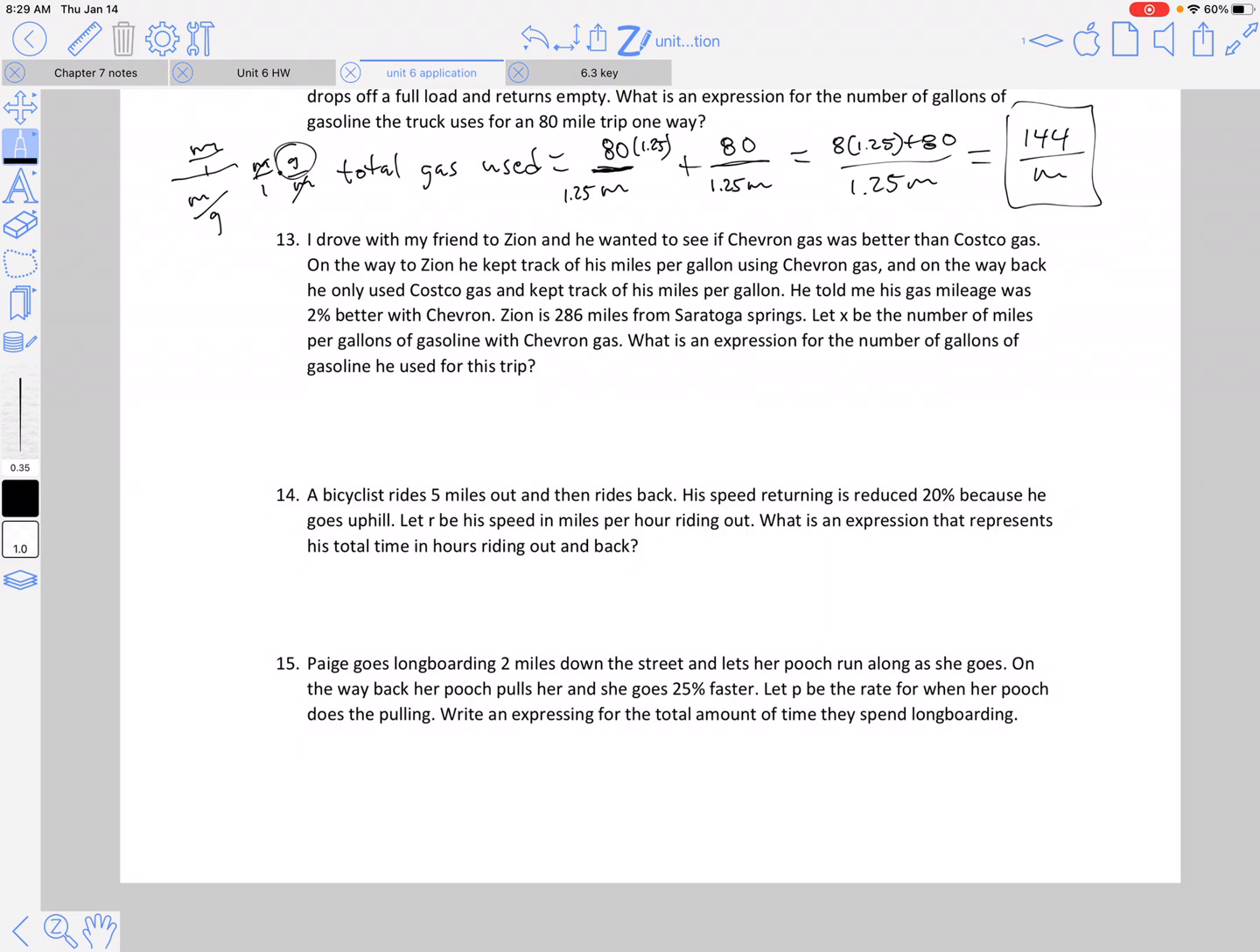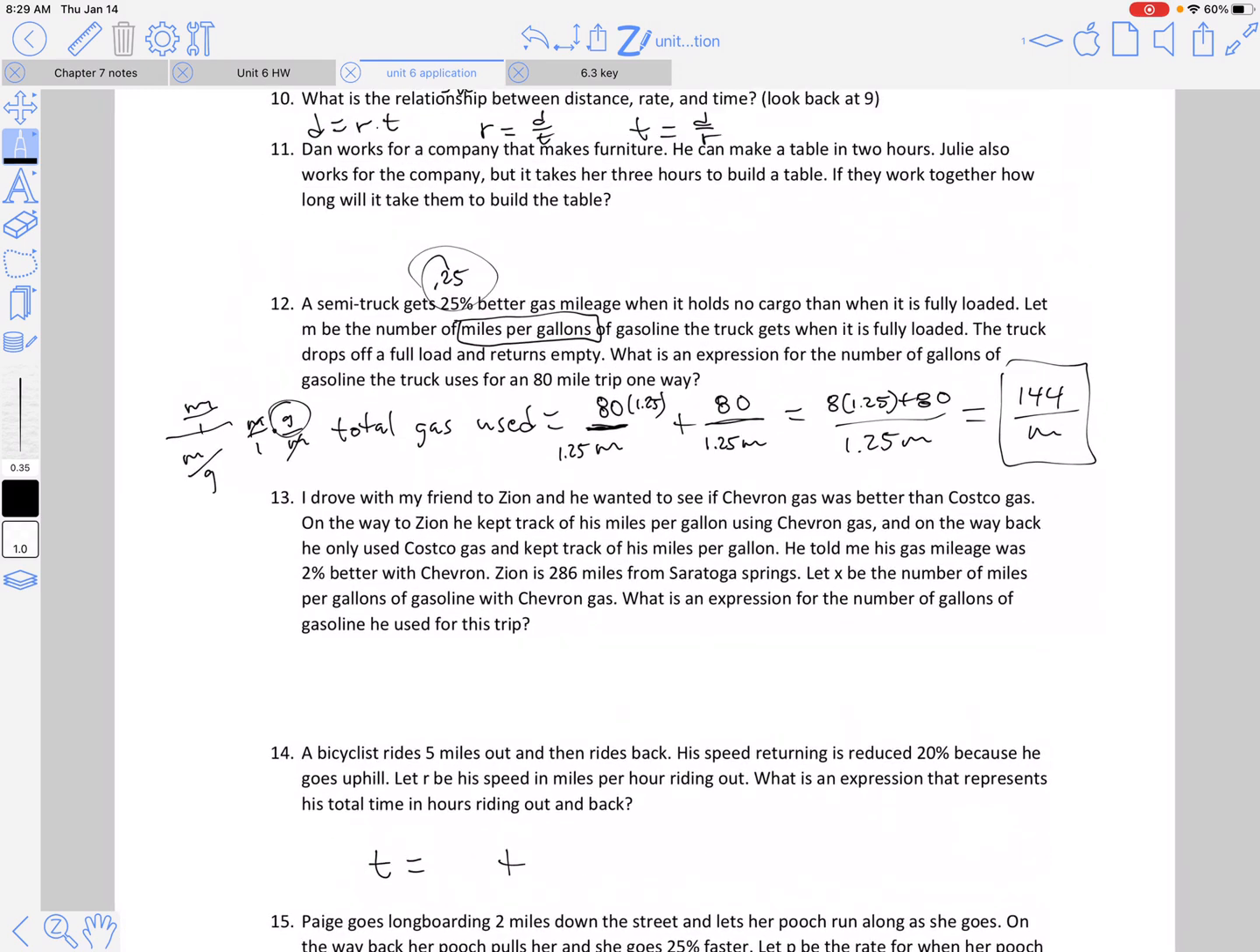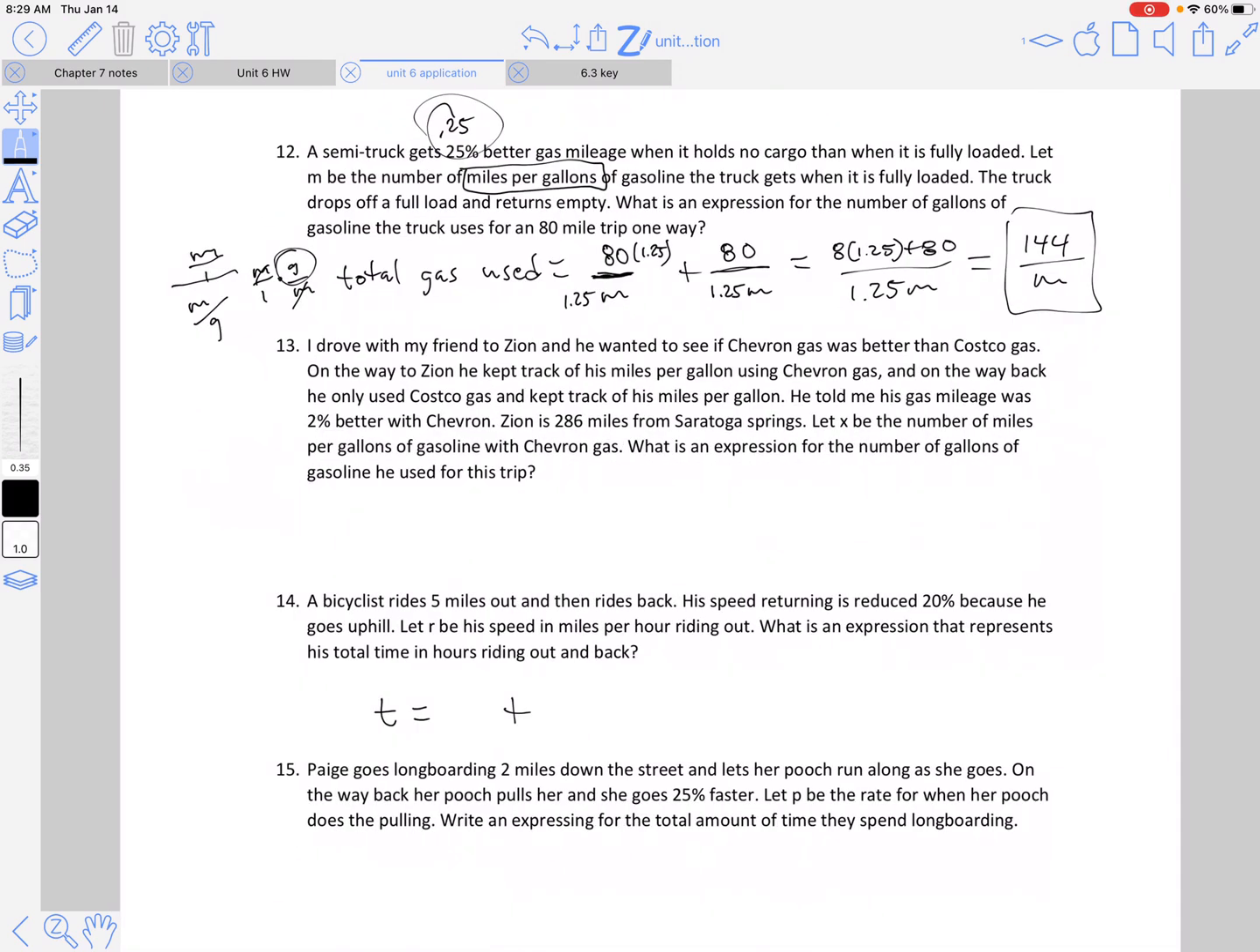A bicyclist rides 5 miles out and then rides back. His speed returning is reduced 20% because he goes uphill. Let R be his speed in miles per hour riding out. What is the expression that represents his total time riding out and back? So we're going to have the time that it takes him to ride out plus the time that it takes him to ride back. So remember, time is distance divided by the rate. So we know he's going 5 miles out, 5 miles back. Now we need to account for his rate.